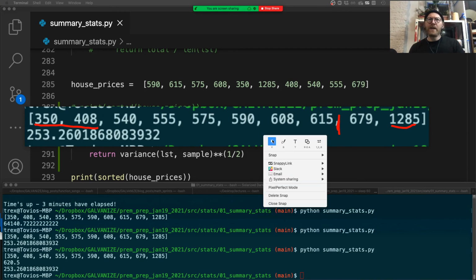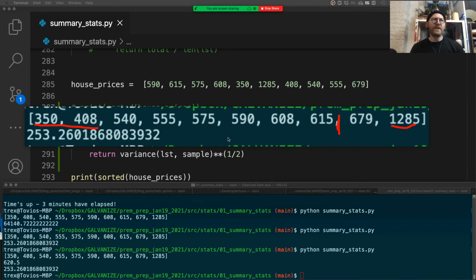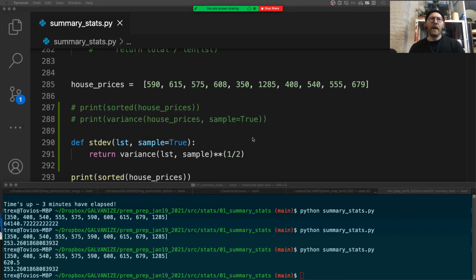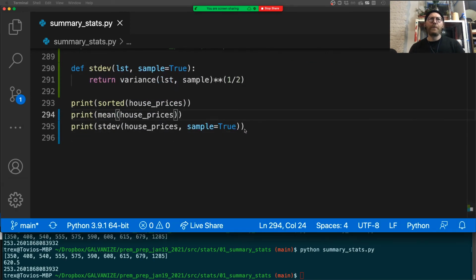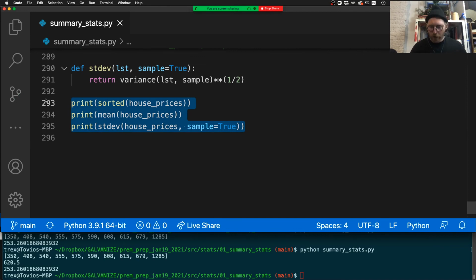So part of the takeaway of standard deviation is it gives us a measure of spread in the units of our data instead of in the squared units of our data. And for that reason, it's really helpful. That's one of the reasons it's very helpful.